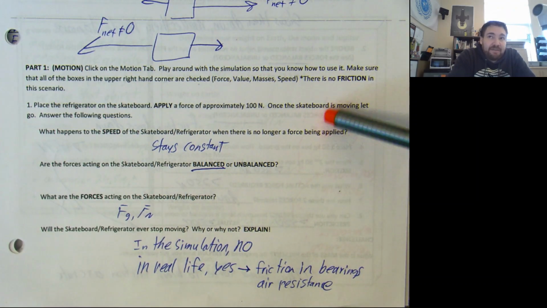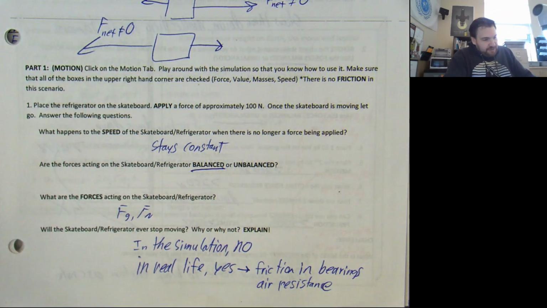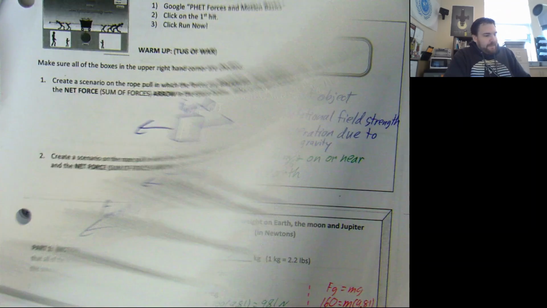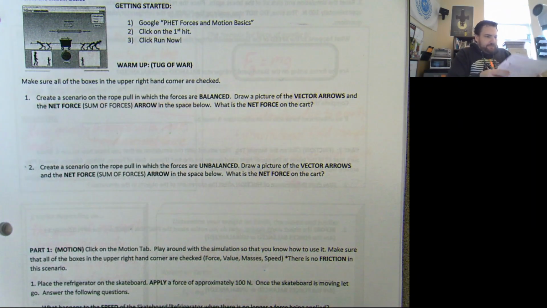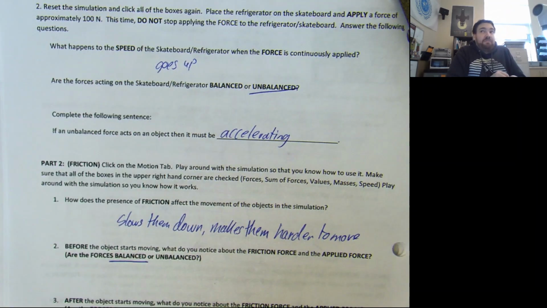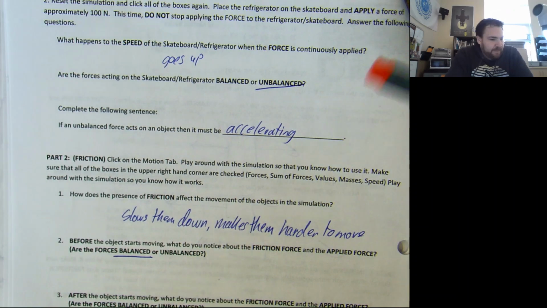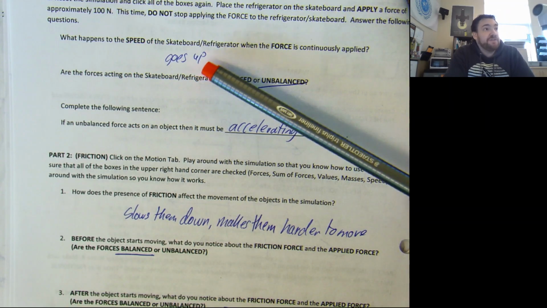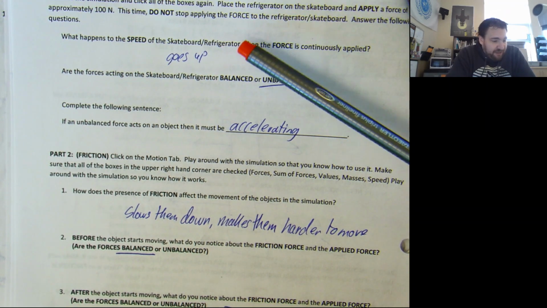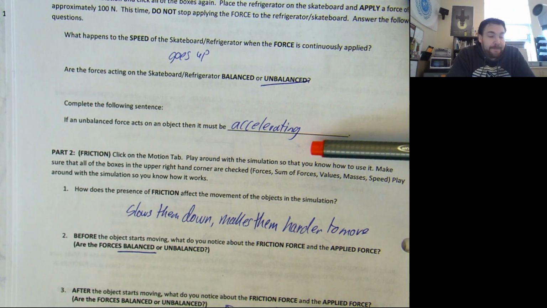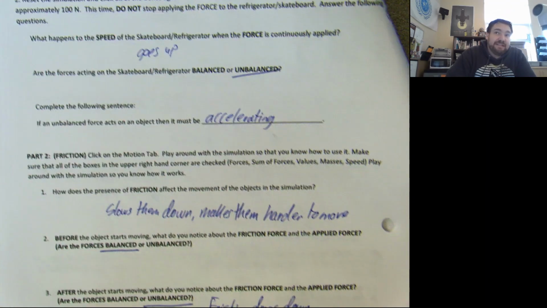So if you would have worked through it, these are responses you could have given to any of those questions. On the next page, these are responses you could have given. What happens to the speed of the skateboard when the force is continuously applied? It goes up as long as there's a force acting. The thing should be accelerating, and the reason for it is because those forces are unbalanced. You would have ended up with something that looks like that.